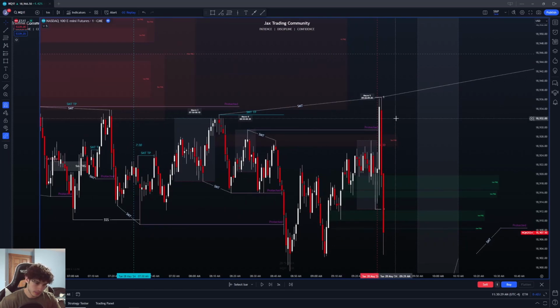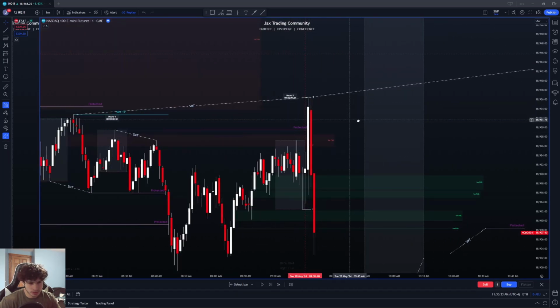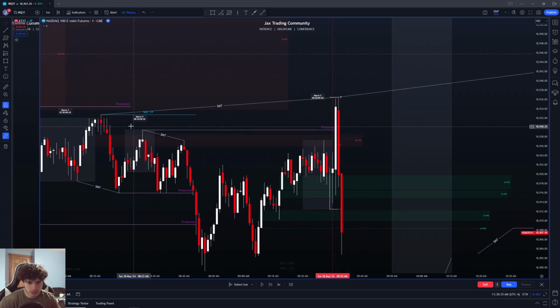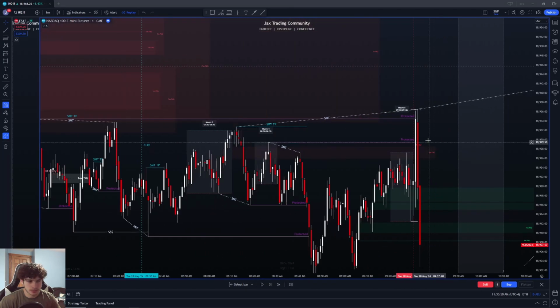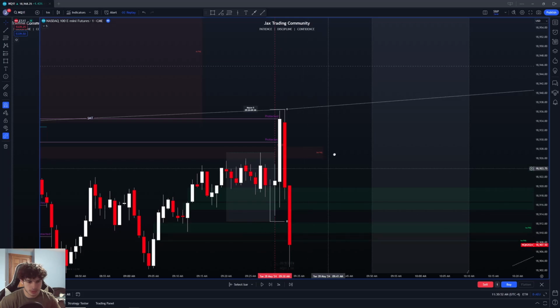But right here, we come up, and this sort of acted like a sweep, and this is definitely a manipulation leg. So we come up, we take out this protected high, take out this previous SMT. Actually, this is not going to be one. It kind of is, but it got disrespected after this low was taken. We also have this previously protected high. So these all just got taken. Right after it got taken, instant displacement to the downside.